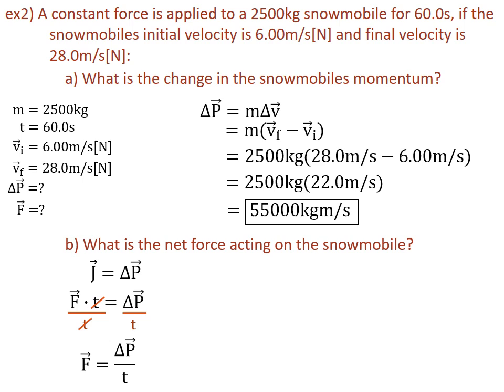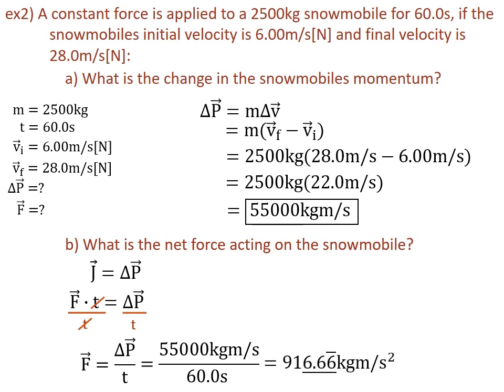I will sub in the change in momentum that I found in part A and divide it by the time of 60.0 seconds. So the average force acting on the snowmobile over this time period is 916.6 repeating kilogram meters per second squared, which will be written as 920 newtons.